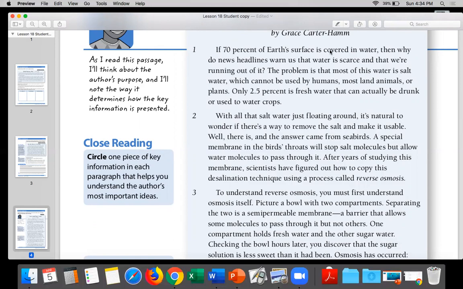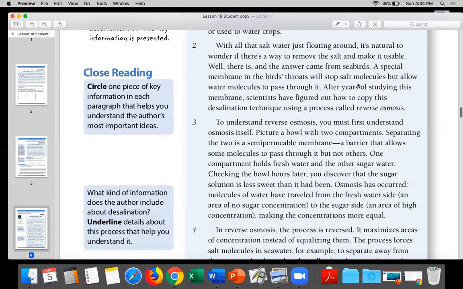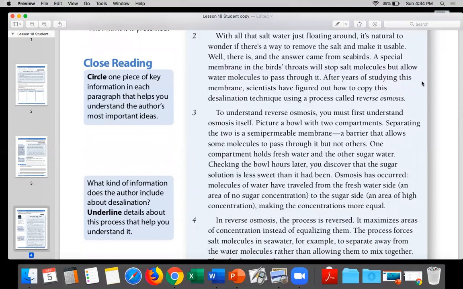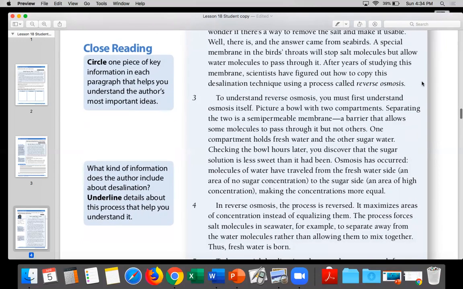So the big problem is that there's salt in water. With all the salt water just floating around, it's natural to wonder if there's a way to remove the salt and make it usable. Well, there is, and the answer came from seabirds. A special membrane in the bird's throats will stop salt molecules but allow water molecules to pass through it. After years of studying this membrane, scientists have figured out how to copy this desalination technique, not project, using a process called reverse osmosis. You've probably heard of osmosis.